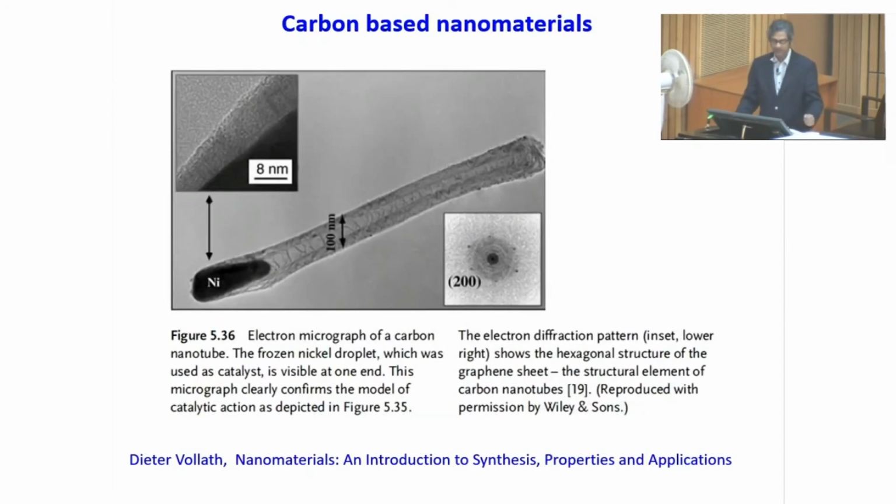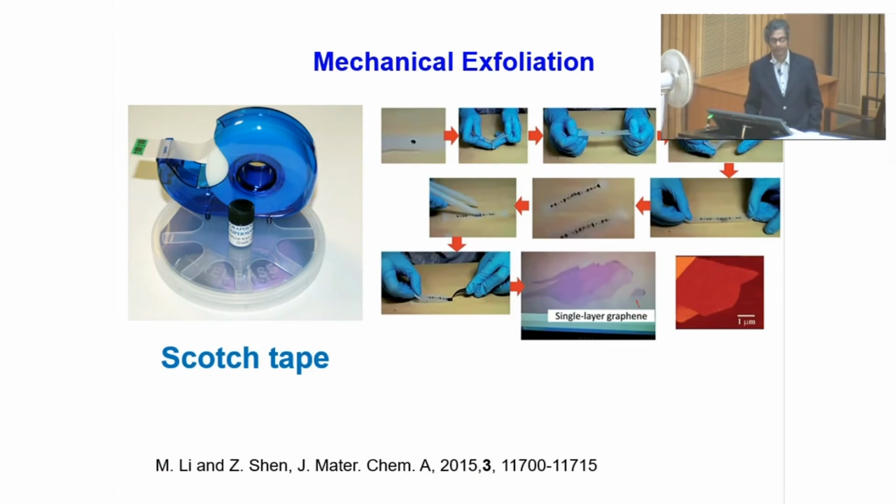So this is one such picture. You can see the frozen nickel droplets, which were used as a catalyst, seen at the end of the carbon nanotubes. The electron diffraction pattern also shows the hexagonal structure of the graphene sheet, which is very clear. So these catalysts basically allow us to produce large quantities of this kind of nanotubes. That is the major means to produce nanotubes.